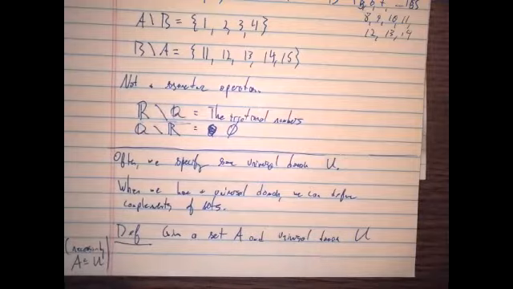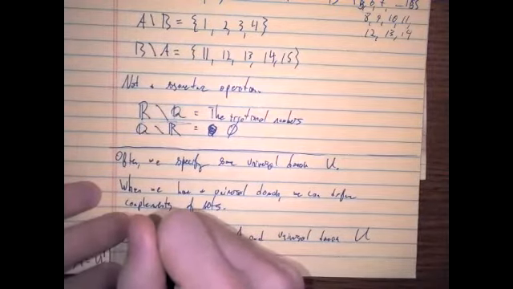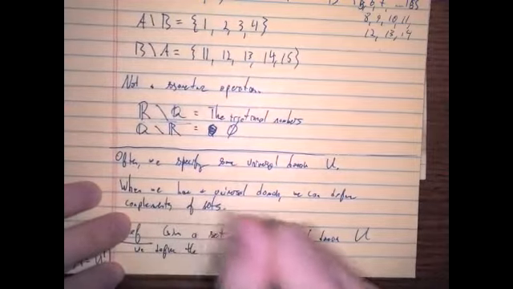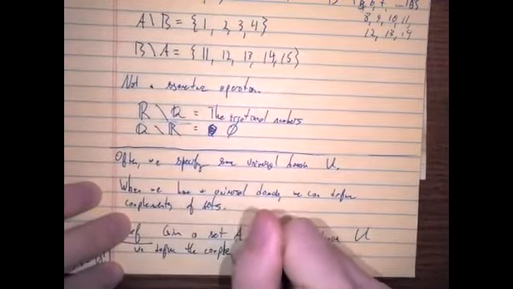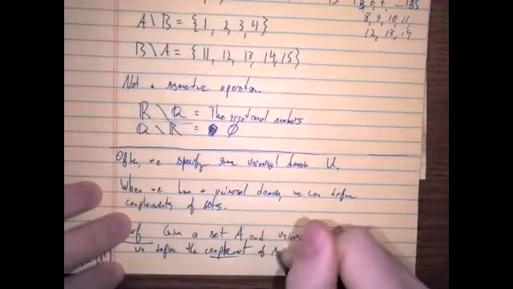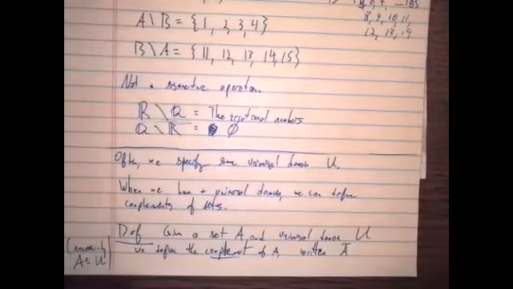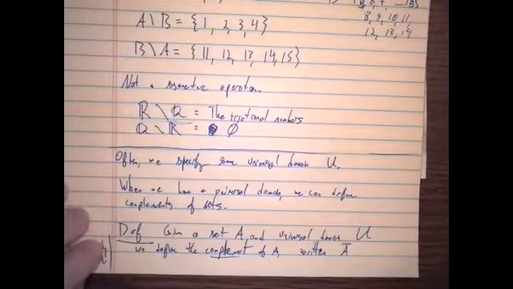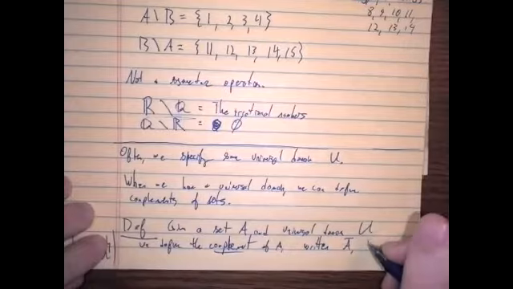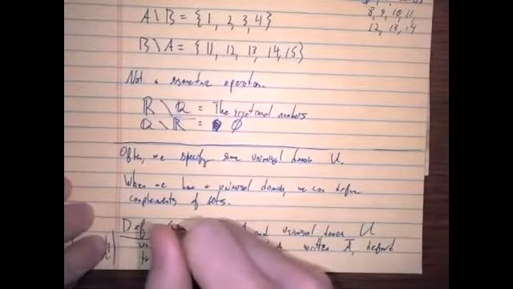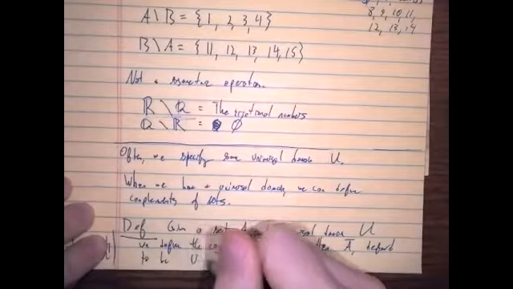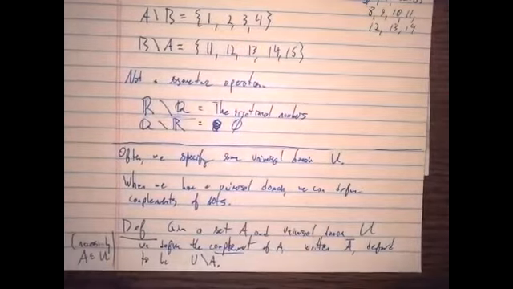So given a set A and a universal domain U, we define the complement of A, which is written A bar. There are some other notations, but probably we'll use A bar. It is defined to be U set minus A. Great.